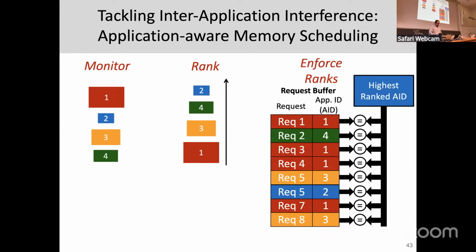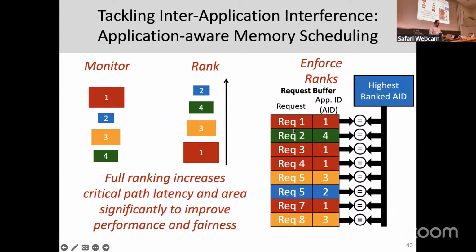So the thing is that when we do ranking across different threads, we do monitoring, and then we do ranking. It can be any of the prior work, but essentially at some point you need to do some monitoring and then you rank threads. Then you need to enforce ranking based on some combinational circuit to schedule them for execution. So the problem is that full ranking increases critical path latency and area significantly to improve performance and fairness.